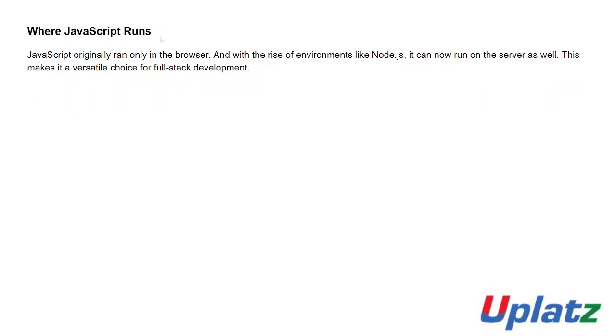Where JavaScript runs. JavaScript originally ran only in the browser, and with the rise of environments like Node.js, it can now run on the server as well. This makes it a versatile choice for full stack development. Full stack means where front-end and back-end are combined.